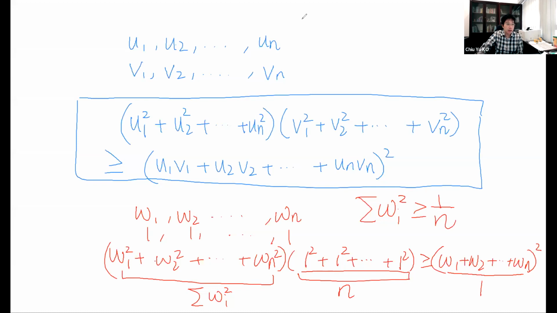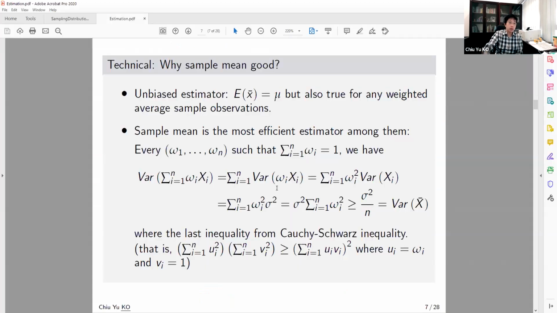Go back to the slide. So this one you know, and this is bigger than 1 over n, and this is the variance of the sample mean. This is the variance of the weighted average. So the sample mean is good. That's what we want to say.